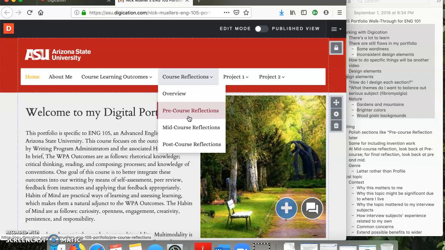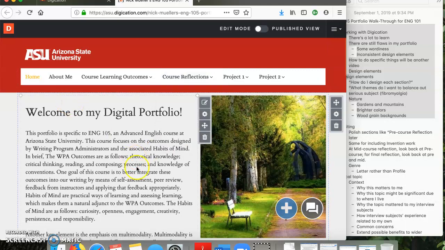Because once I figured out what themes I wanted there to be visually throughout my portfolio, that made it a lot easier. So right now I'm going to show you what themes I included throughout.